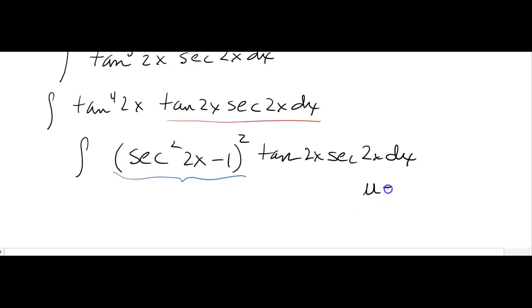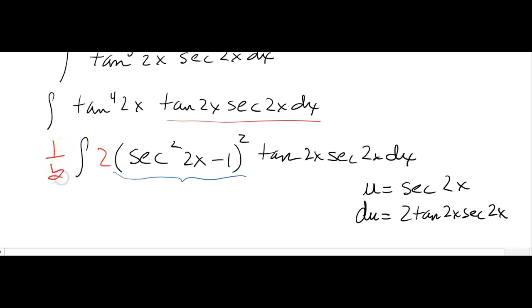So I can let u be my secant of 2x. Don't forget it's got to be secant of 2x. Du is secant 2x tan 2x times the derivative of 2x, so you need a 2 out front. So I do need a 2 out front, and I need a 1/2 here.